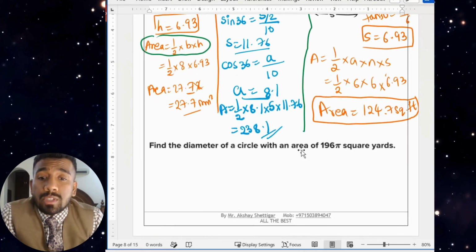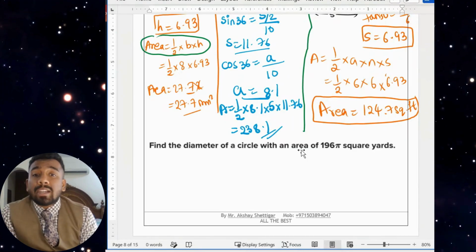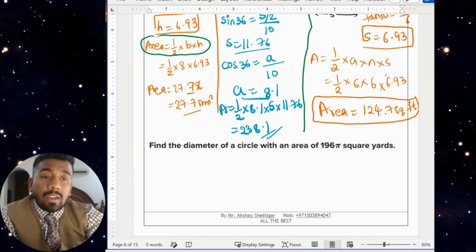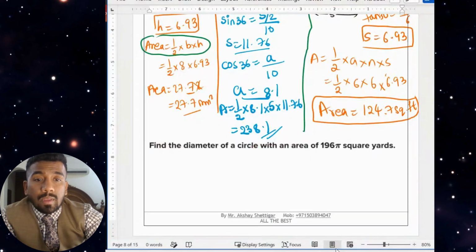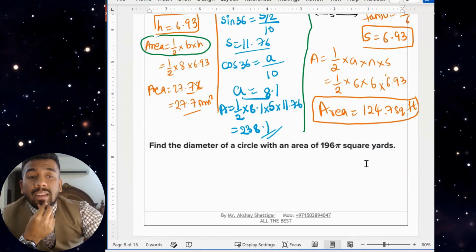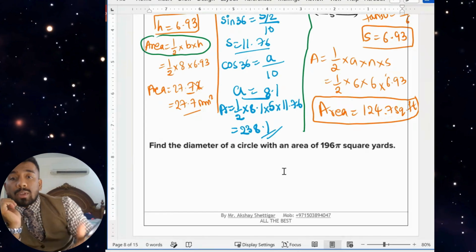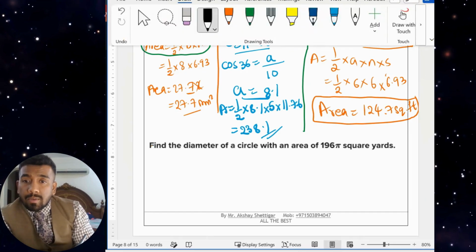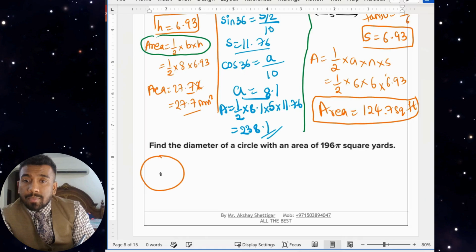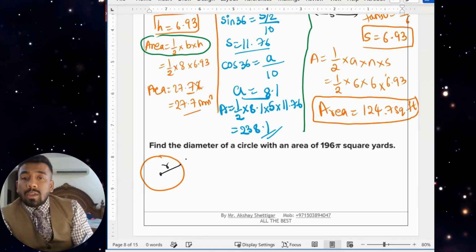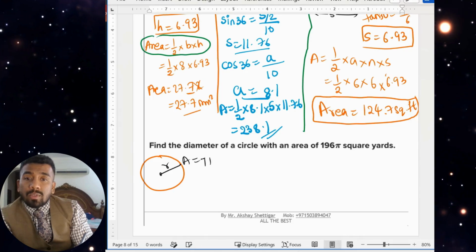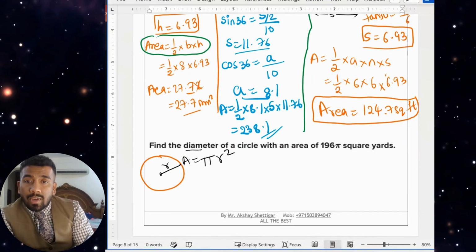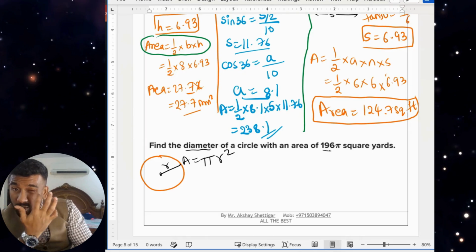Now let's go to the new section, which is called diameter of a circle, something related with a circle. Now what will you do when you have something related with a circle? Let's do it: what's the area for the circle? What's the rule for the circle? When you have a circle like this and you have a radius, what's the area for a circle? What's the rule? A is equal to pi r square. That's it. We need to find the diameter of a circle with area given as 196 pi.